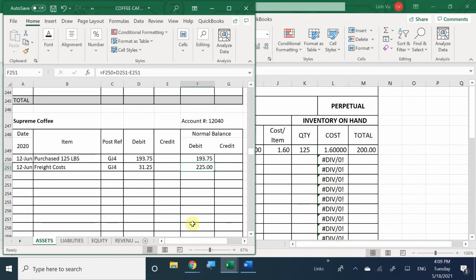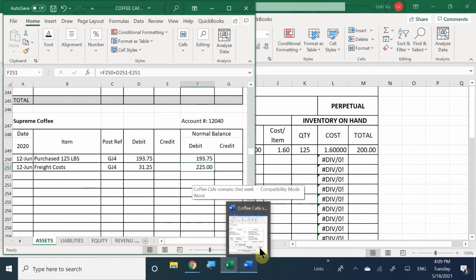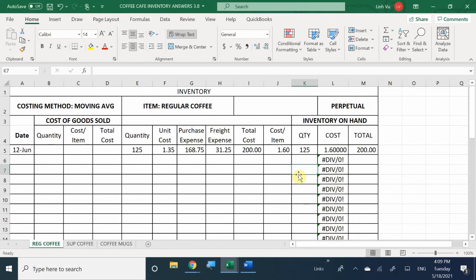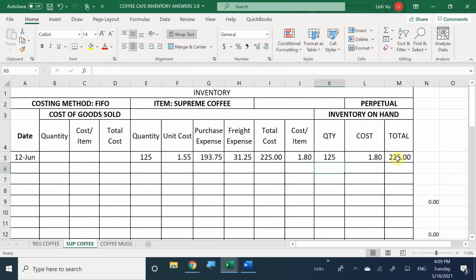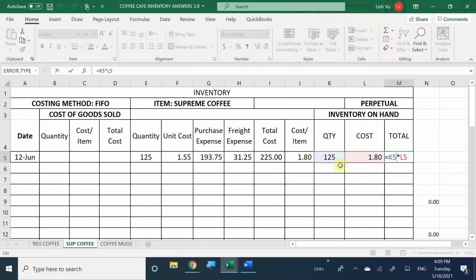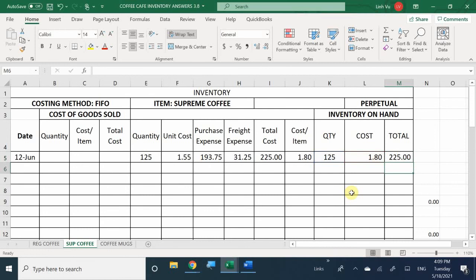Any questions now that we finally have inventory? On the perpetual FIFO for Supreme Coffee, did you just times the quantity by the cost to get the total? Correct. Yep, that's all it is. Your Supreme Coffee, you said? Yes, your total is just going to be your quantity times your cost. Okay.